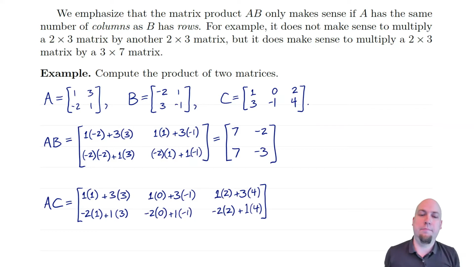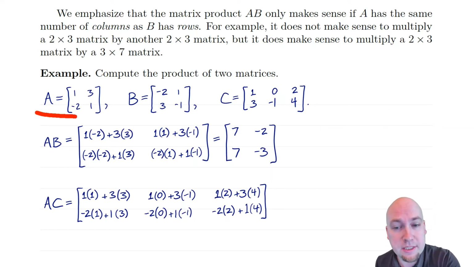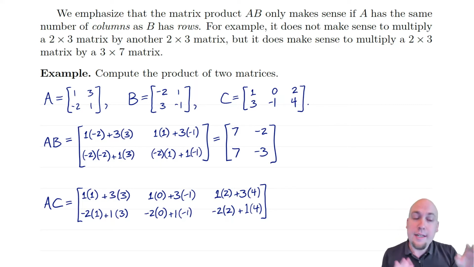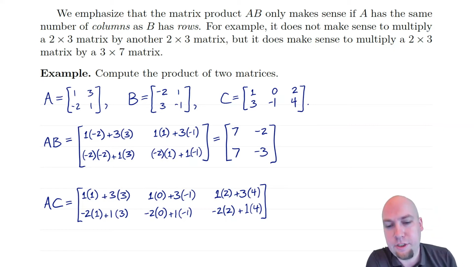Let's do another one. Okay, we can also do A times C, okay? Even though the matrices A and C have different sizes, this product does make sense. So for now, let's just go through the calculation, and then I'll dwell a little bit more on the size issue in a moment, okay? But A times C does make sense, okay?